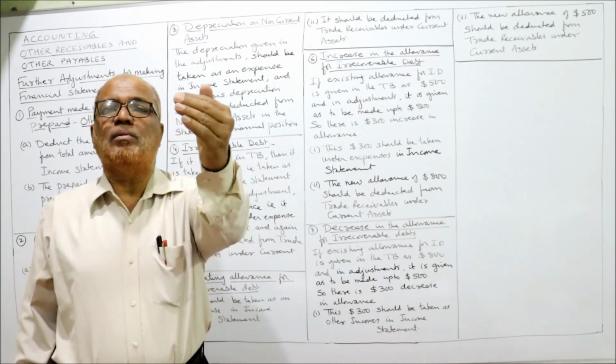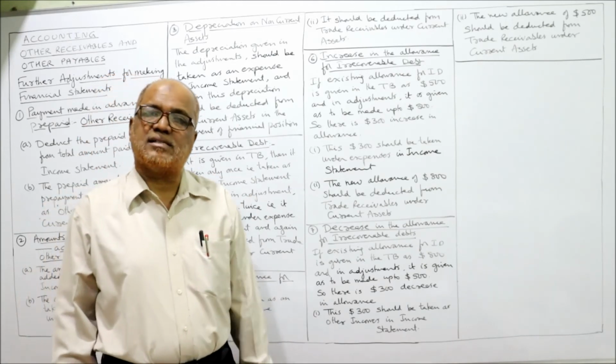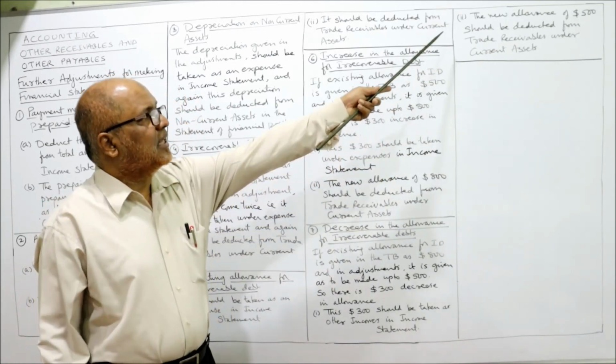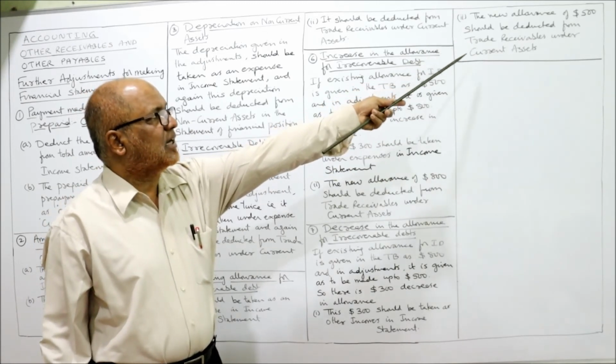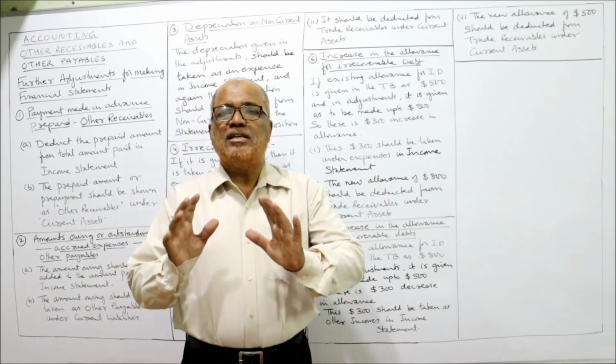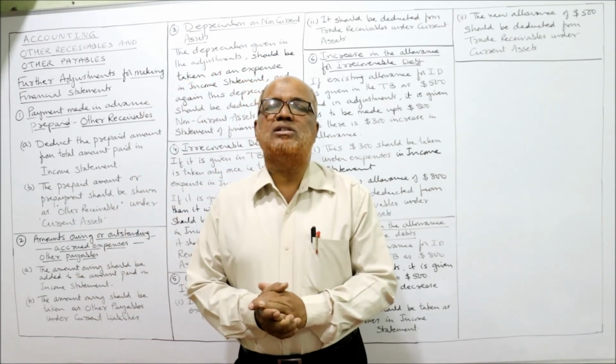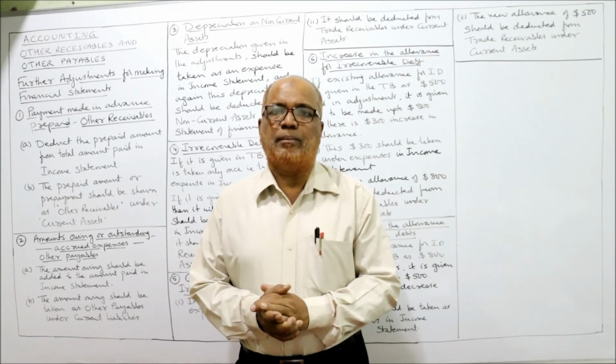This $500 will be deducted from trade receivable under current assets. That's it. The new allowance of $500 should be deducted from the trade receivable under current assets. That's all. This is the end of the theoretical part of the topic other receivables and other payables.